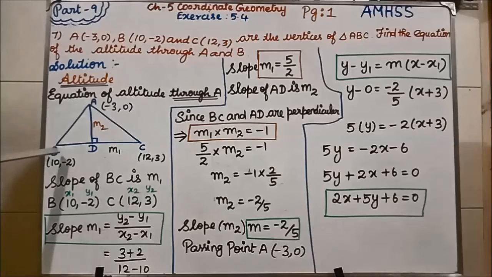Slope of BC, B and C is M1, isn't it? Now see, the B point is given, the C point is given.